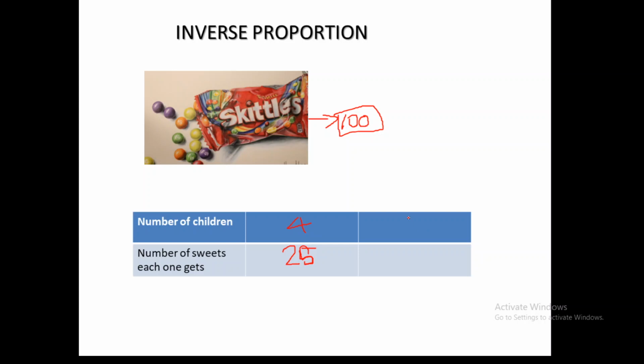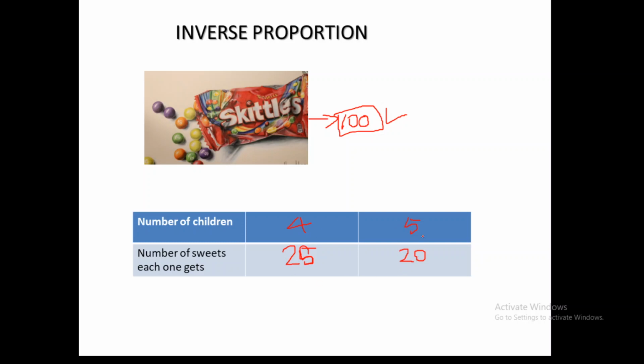But if there are 5 children, how much will each one get? 20 sweets, right? Because we have only 100 sweets. If we distribute among 4 children, each one will get 25 sweets.